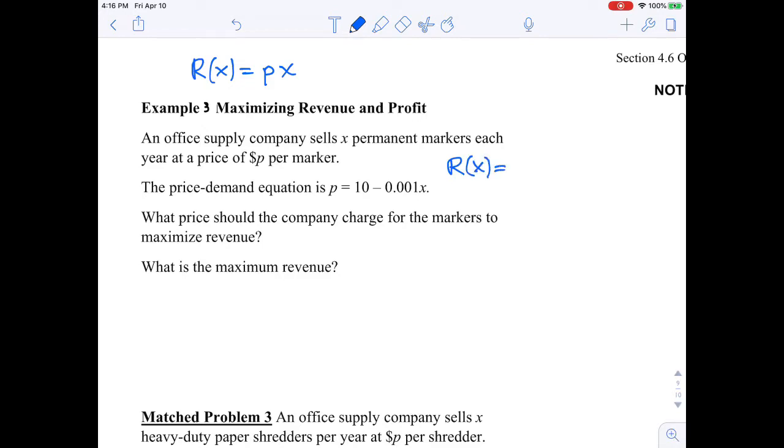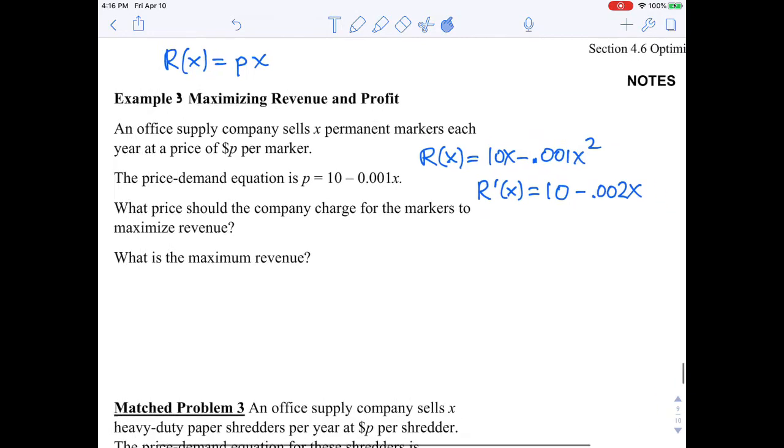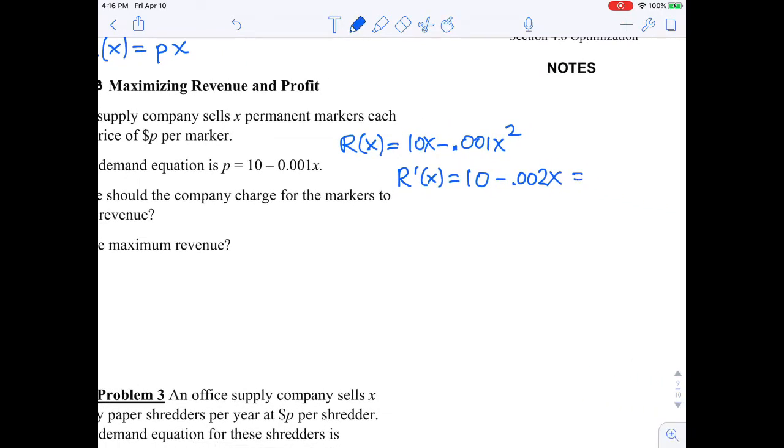So let's find the revenue function. It's going to be 10x minus 0.001x squared. It wants to know what price we should charge to maximize revenue and what is the maximum revenue. So in order to find the maximum revenue, we need to find our first derivative to find the critical value. Set it equal to 0. Solving, we will get x equals 5,000. Right? Add 0.002x to both sides and then divide by 0.002.